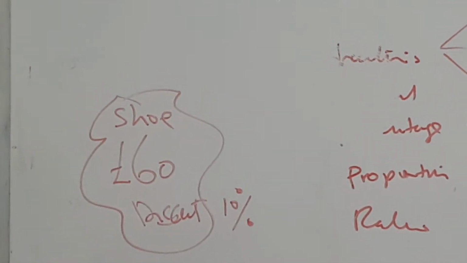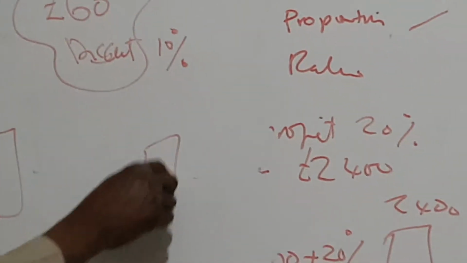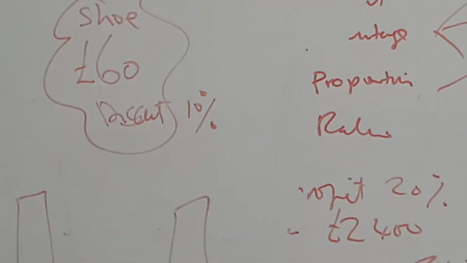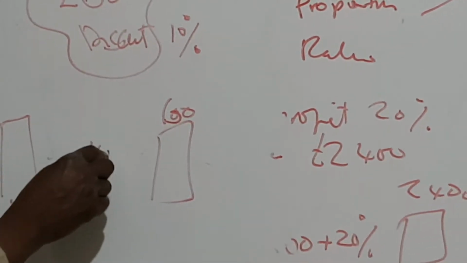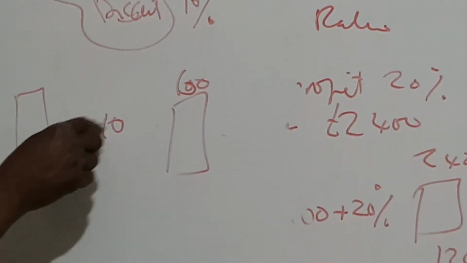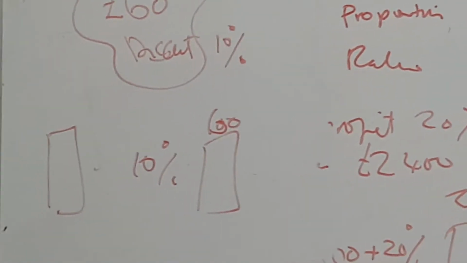It will be the same thing. 100. I drew this, yes. 60. Now the price is 60 after a decrease of 10%. It will be 100 divided by 90, 100 divided by 90 times 60.